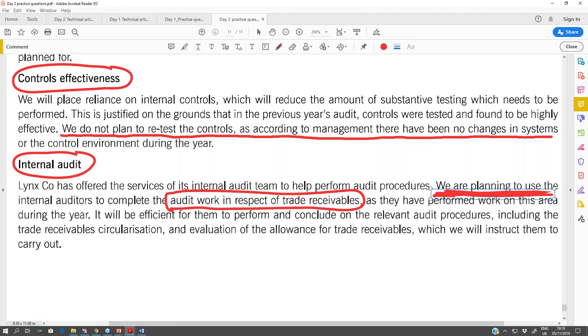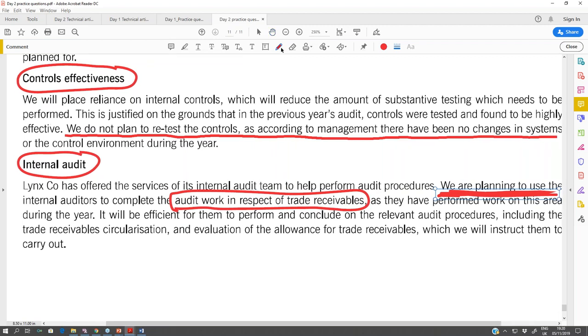Then what is my role as an external auditor? As an external auditor, I can rely on them. Relying on them means I can reduce my work. But reducing my work does not mean that I put everything on the internal auditor. It seems over here as if I'm trying to put everything on the internal auditor. It will be efficient for them to perform and conclude on the relevant audit procedure, including the trade receivable circularization.